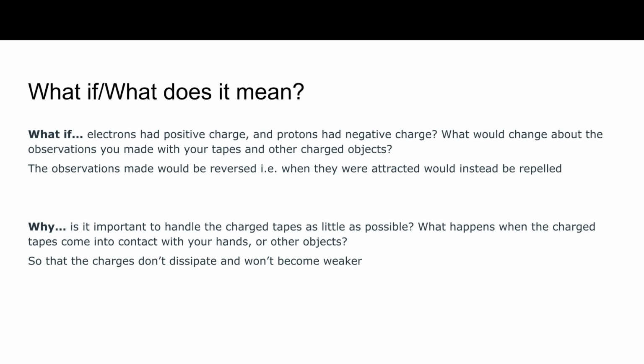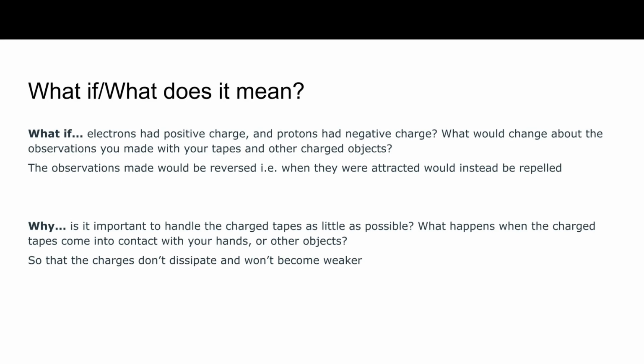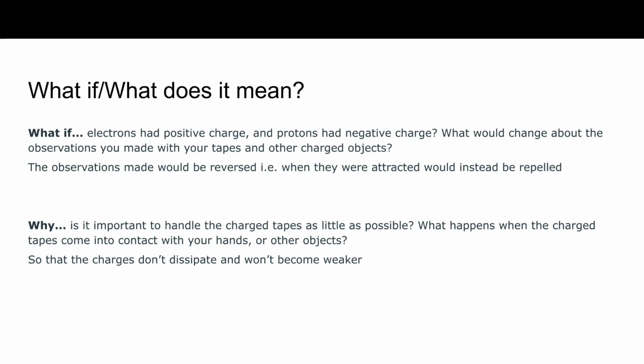Why is it important to handle the charged tapes as little as possible? That's to make sure that the charges don't dissipate. What happens when the charges interact with your hands or other objects is that the charges become weaker, and the charges spread out and do not become polarized.